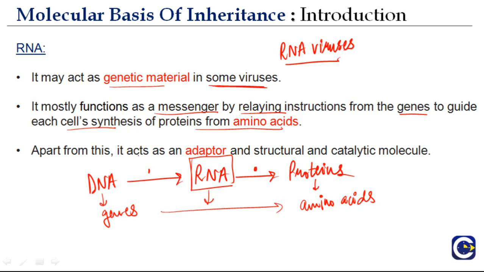Apart from this, RNA acts as an adapter and a structural and catalytic molecule, and we'll see each of these in the subsequent parts. It acts as an adapter by binding different molecules together, bringing them together, and it also acts as a structural and catalytic molecule.